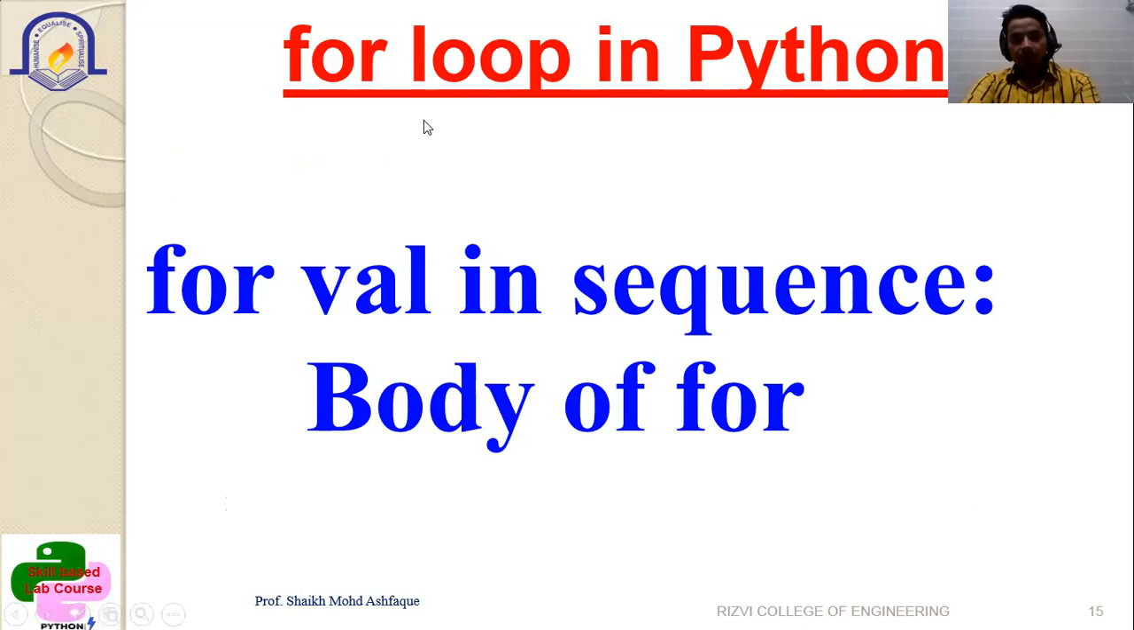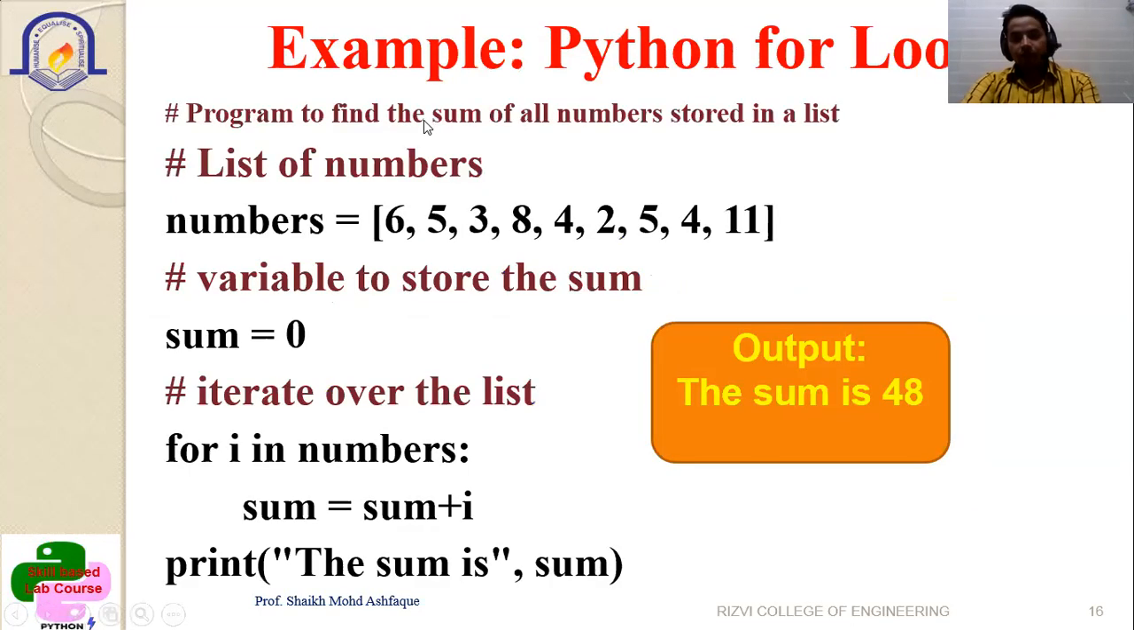Here is a simple example. Numbers is a list declared as 6, 5 up to 11, with everything included inside the square brackets. Then we initialize sum equal to 0. Then for I in numbers, where I is your variable, in is the in operator, and numbers is your list. So we are checking each item in the list, and referencing it with the help of the variable I. Then sum is equal to sum plus I.